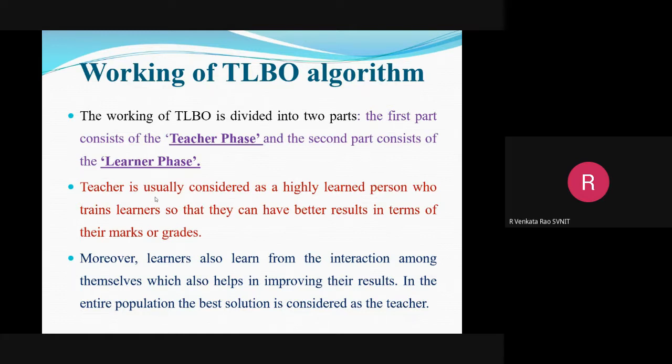So these two phases we considered in the beginning. Later, some other phases were also considered, like tutorials and independent study, that is self-study. All those concepts were introduced later. But the basic TLBO algorithm consists of only two phases, teacher phase and learner phase. In the teacher phase, knowledge transfer is assumed to take place from the teacher to the students. And in the learner phase, after the class is over, the learners interact among themselves and knowledge transfer takes place.